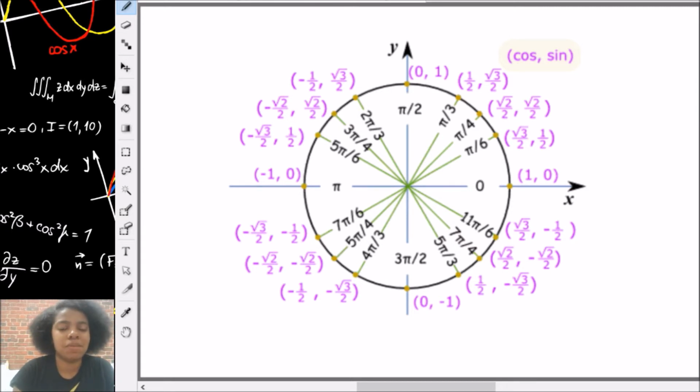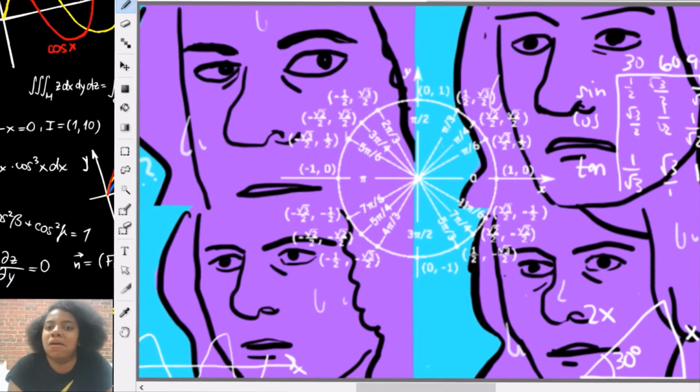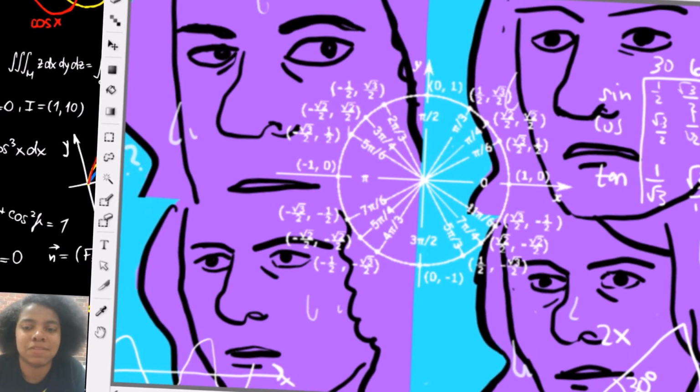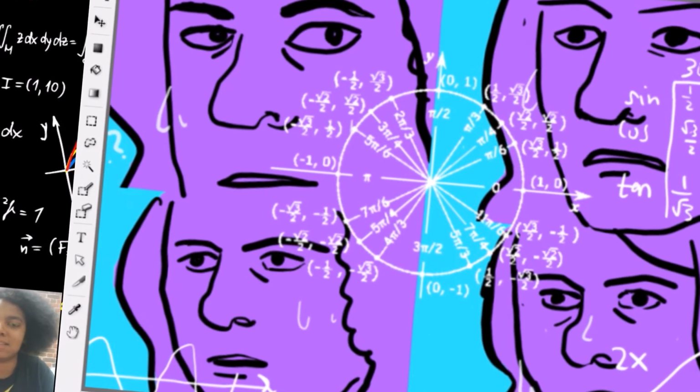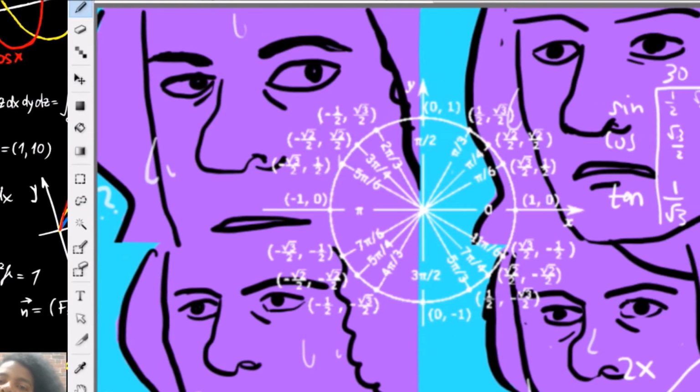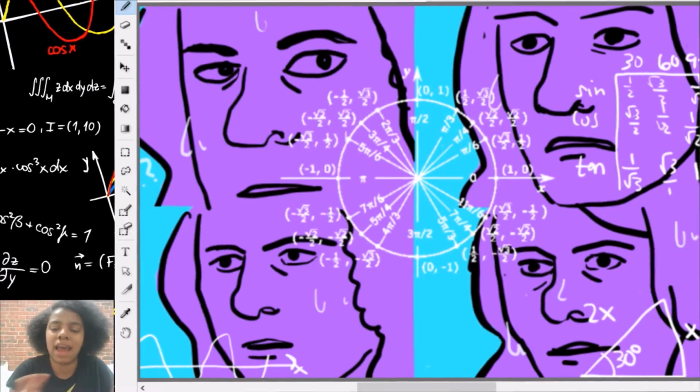I feel like when people first see the unit circle, they're sort of just like, how am I supposed to go about memorizing all these numbers? What the heck is going on? And when our professors show us the unit circle, I don't know.